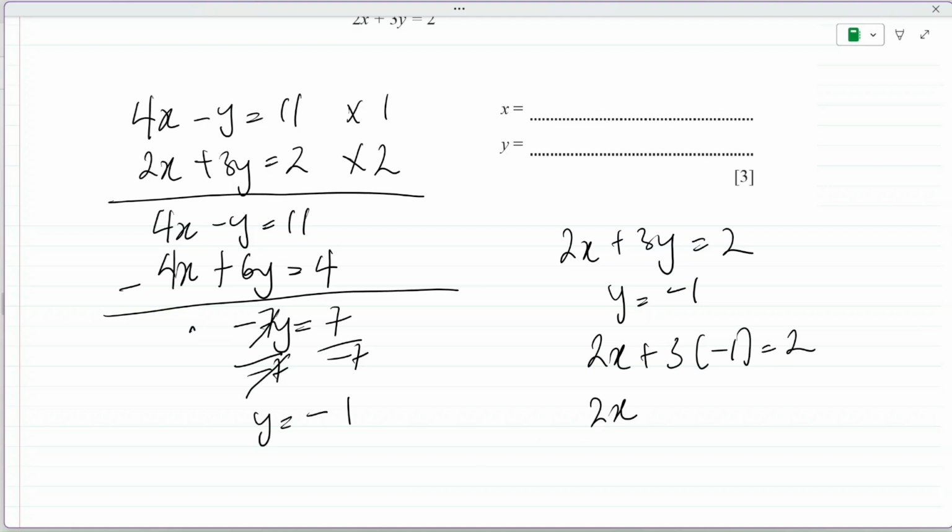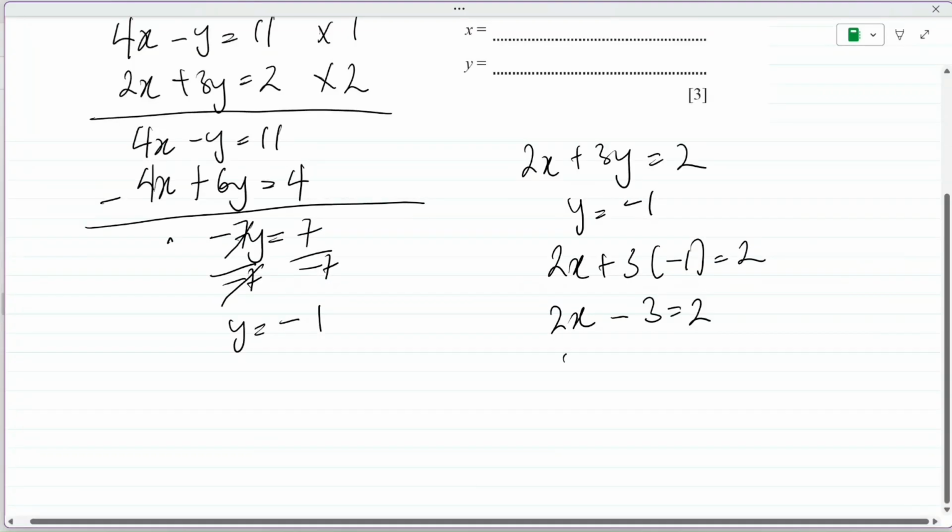You have 2x, then you have plus times minus, you are multiplying, but you have to work with the signs first. You're not just multiplying 3 times 1. This 3 ones is positive, so let's start with the signs first. You have positive times negative is negative. Then you have 3 times 1 is 3 equals 2. On the next line, you have 2x equals 2 plus 3.